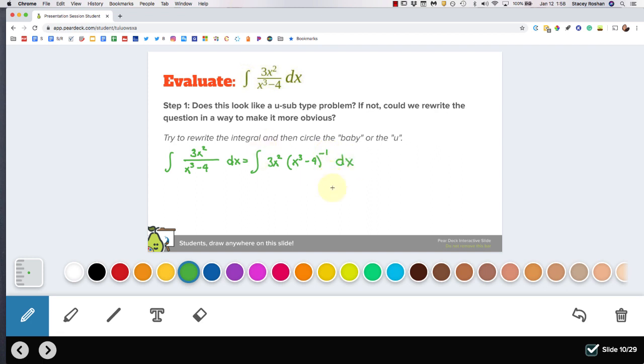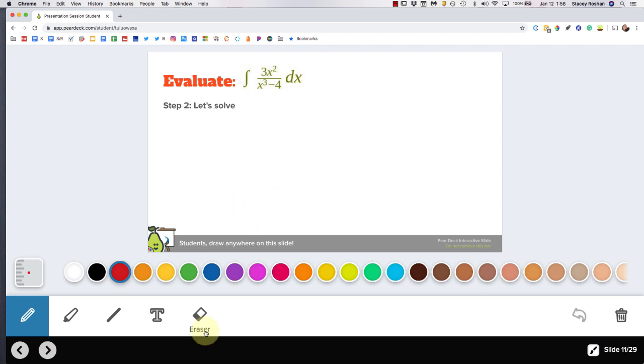And if I rewrite it like that, then I think it's pretty obvious what my u is going to be, and I see that my du is probably going to work out pretty nice, because if my u is x cubed minus 4, then my du is going to be this 3x squared dx, which is totally what I'm going for. So now let's go ahead and solve.